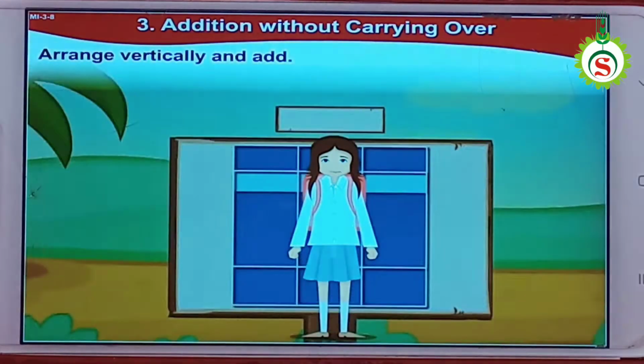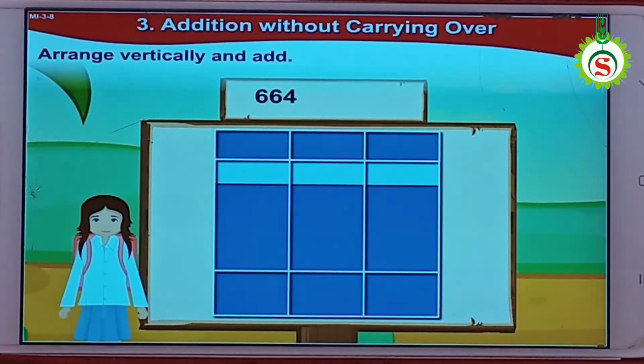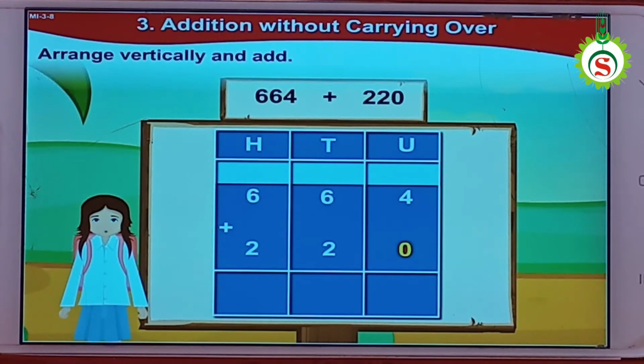This topic, again see on the digital board. Arrange vertically and add. 664 plus 220. First we'll arrange them vertically. For that we'll write H, T, U. Now 664 is 6 hundreds, 6 tens, 4 units, plus 220 would be 200, 2 tens, 0 units.